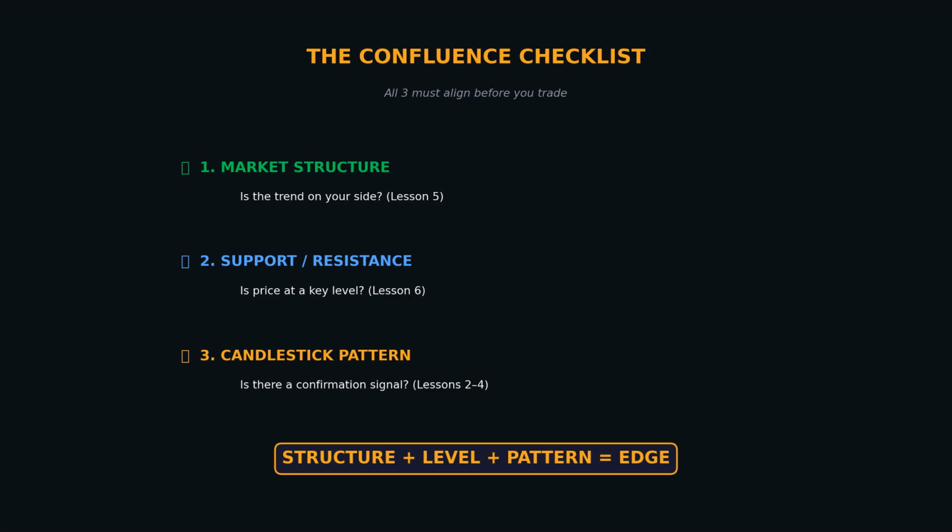From this point forward, every trade you consider should pass this test. Do I have structure, level, and pattern all aligned? If the answer is yes, you have an edge. If any one of those is missing, the probability drops significantly.